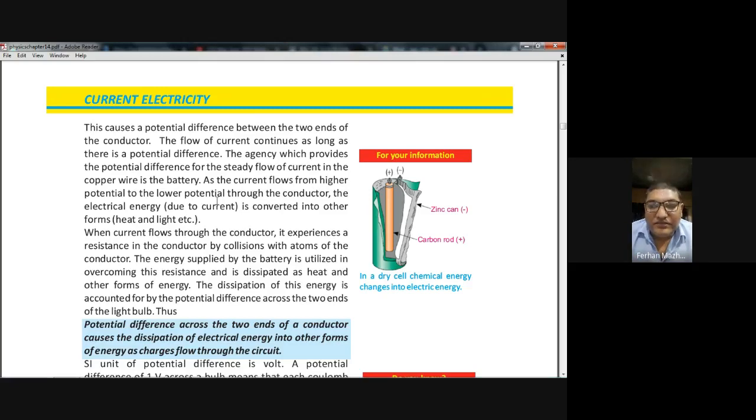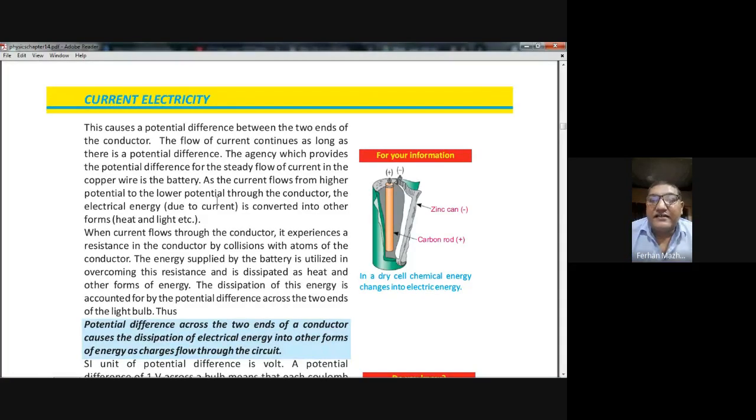And potential difference means the amount of energy per unit charge. So I say amount of energy per unit charge. It means amount of energy divided by charge. It's the mathematical formula. If you remember the mathematical formula, then it becomes very easy. What does this mean?